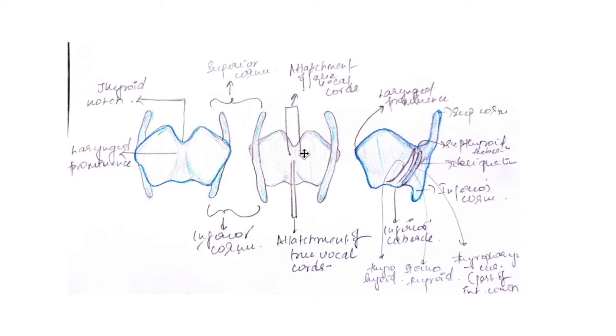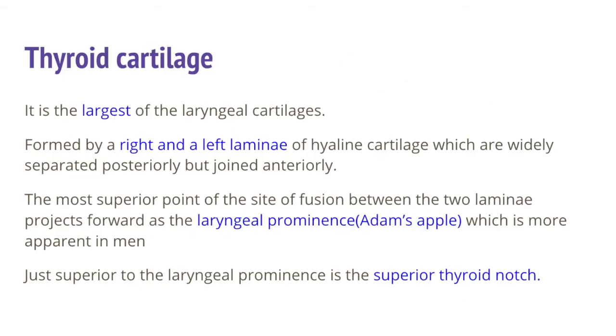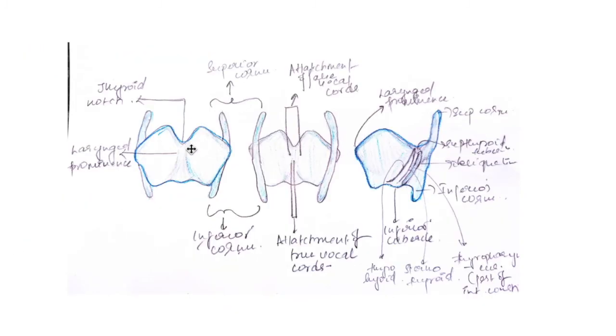Also, you would see that the thyroid cartilage is sort of formed only anteriorly, but posteriorly it is deficient, right? So it is formed by right and left laminae, which are widely separated posteriorly but joined anteriorly. So the laminae join anteriorly, but posteriorly it is incomplete.